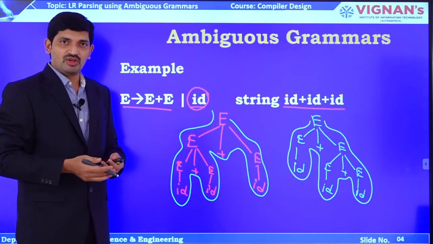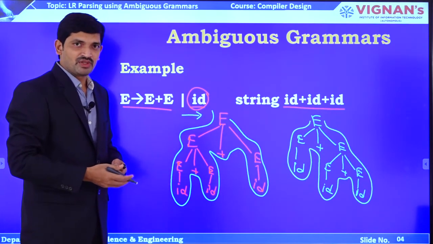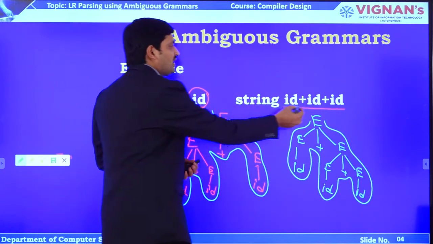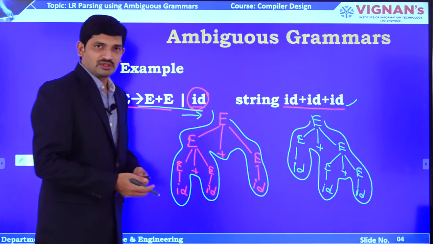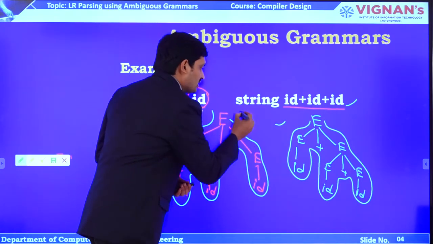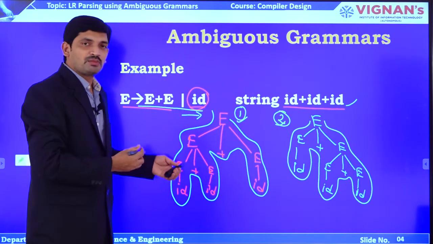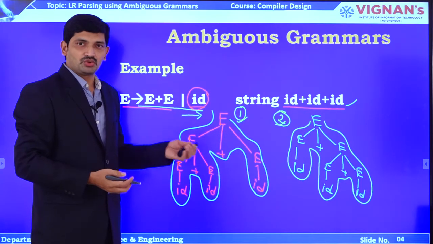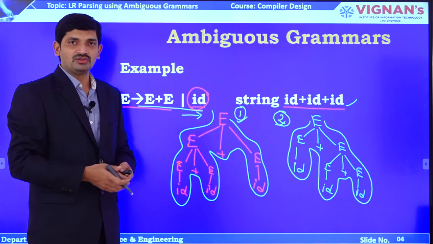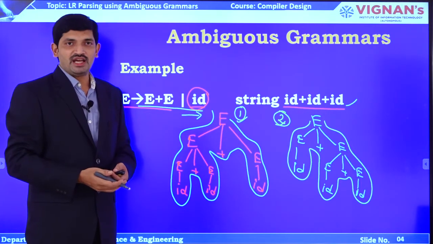If the grammar is ambiguous, at the time of parsing, the parser is going to generate the parse tree. So, if the grammar is E tends to E plus E or id, and the string I want to generate is id plus id plus id, at the time of parsing, it generates these two parse trees. This is one parse tree, this is the second parse tree. Now, the question to the parser is: which parse tree does it have to follow? This is a great question to the parser. So, the parser may get stuck at this point of time. So, we have to convert the ambiguous grammar to an unambiguous grammar.